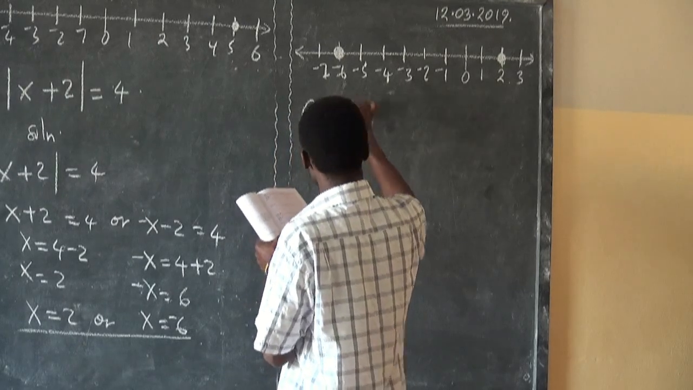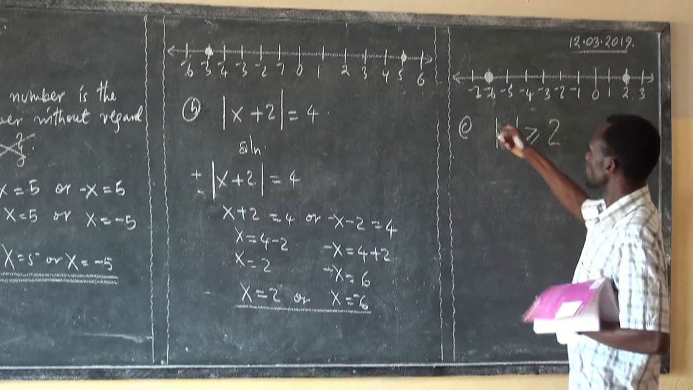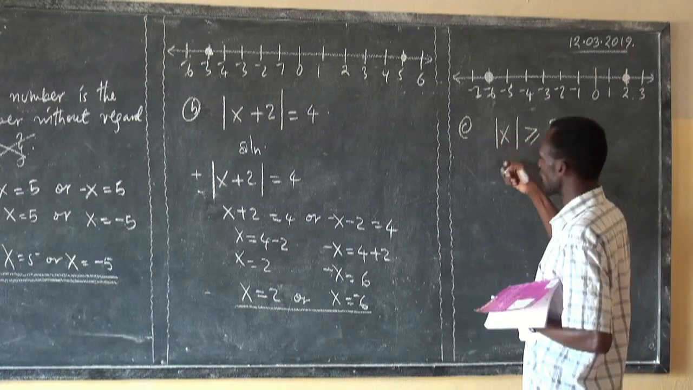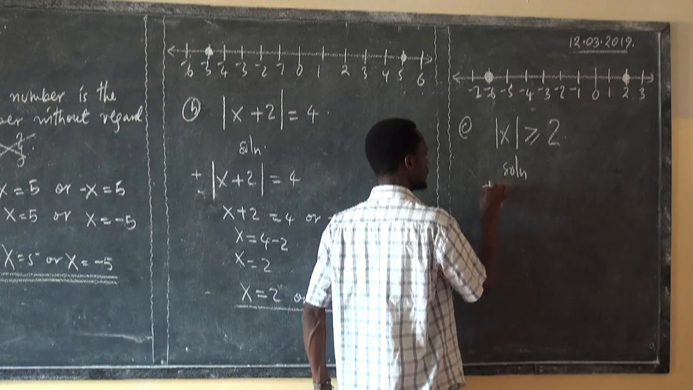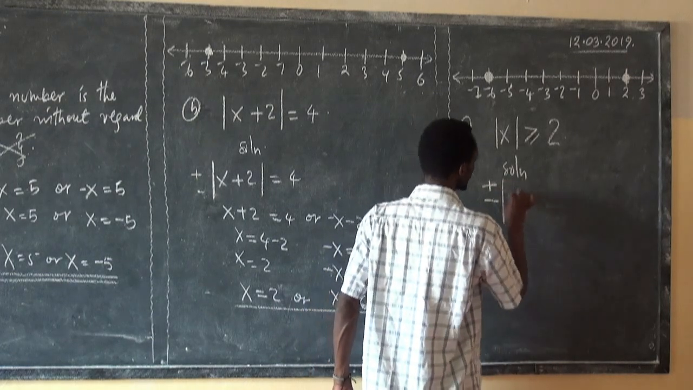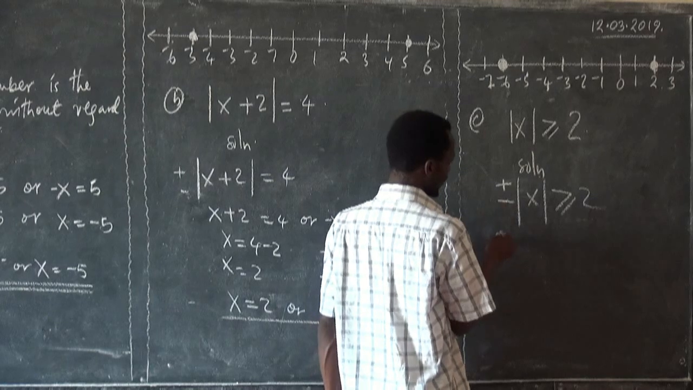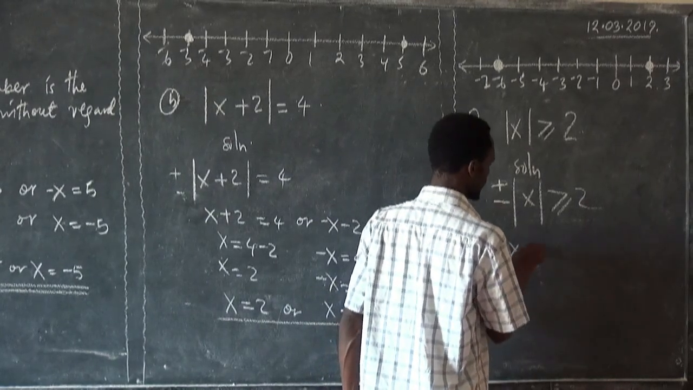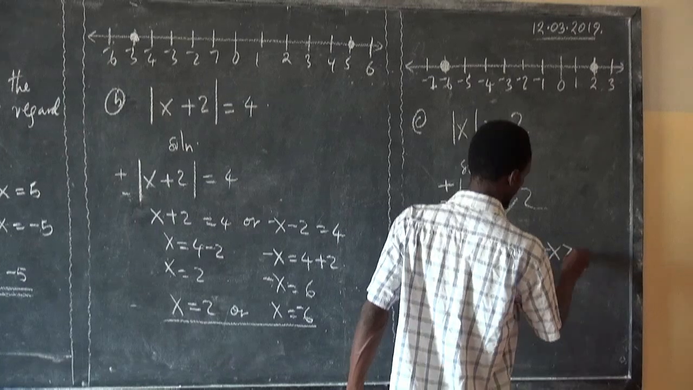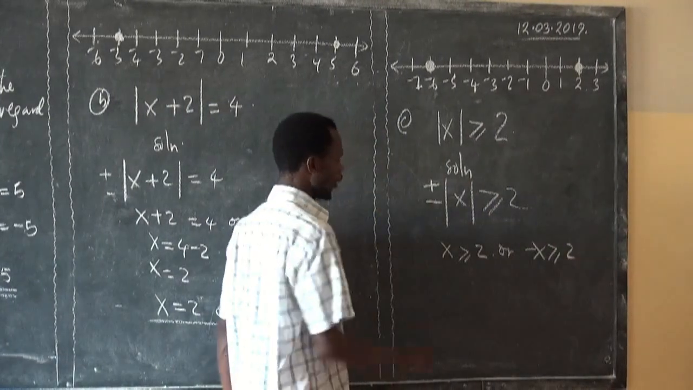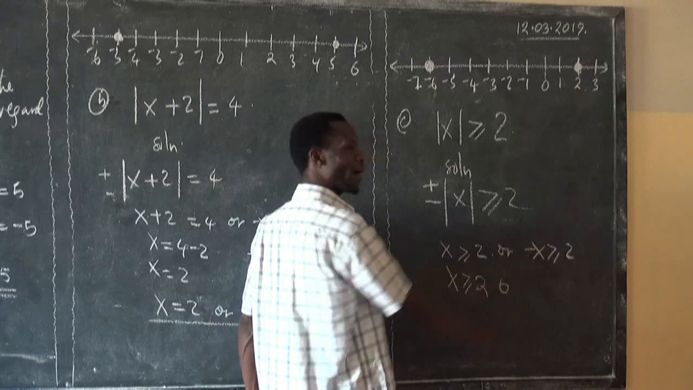C, you have absolute x is greater than or equal to 2. Removing the absolute brackets, the solution is positive or negative. Then x is greater than or equal to 2, which is to say x as positive is greater or equal to 2, or negative x is greater than or equal to 2. Here x is greater or equal to 2, or you divide by negative.